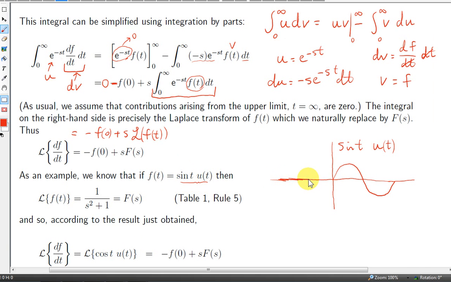So just to see the picture again, f of t is 0 for values of t less than 0. Of course, if we differentiate this, we just get 0. It's just a horizontal line. Its derivative is 0. So in general, the derivative of a causal function is another causal function.